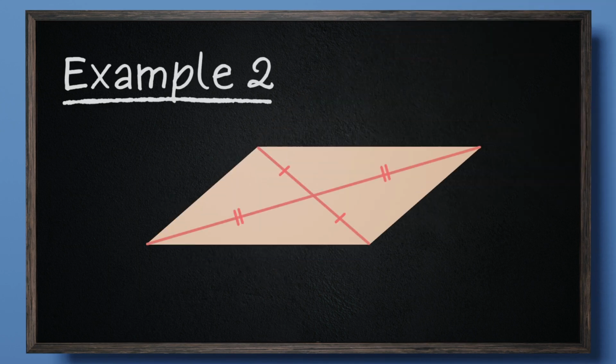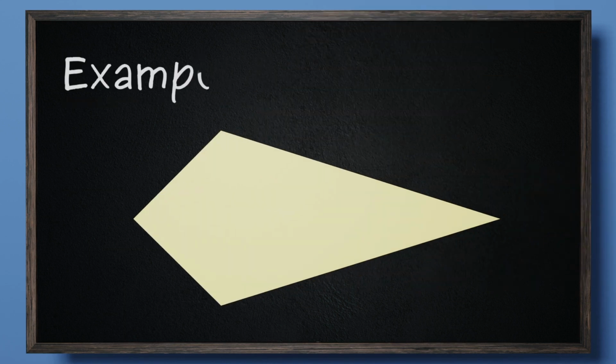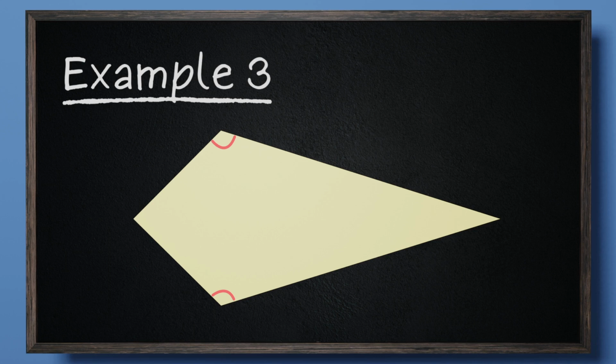Let's look at example number 2. The shape we have here has a set of diagonals that bisect each other. We know this for sure because the image indicates that each diagonal is cut in 2 segments of equal length. This satisfies condition number 2 of bisecting diagonals, and therefore the shape is a parallelogram. Our last example looks kind of like a kite and has one pair of opposite congruent angles. Unfortunately, parallelograms require both pairs of opposite angles to be congruent. Since we only have one pair that is congruent, the shape is therefore not a parallelogram.